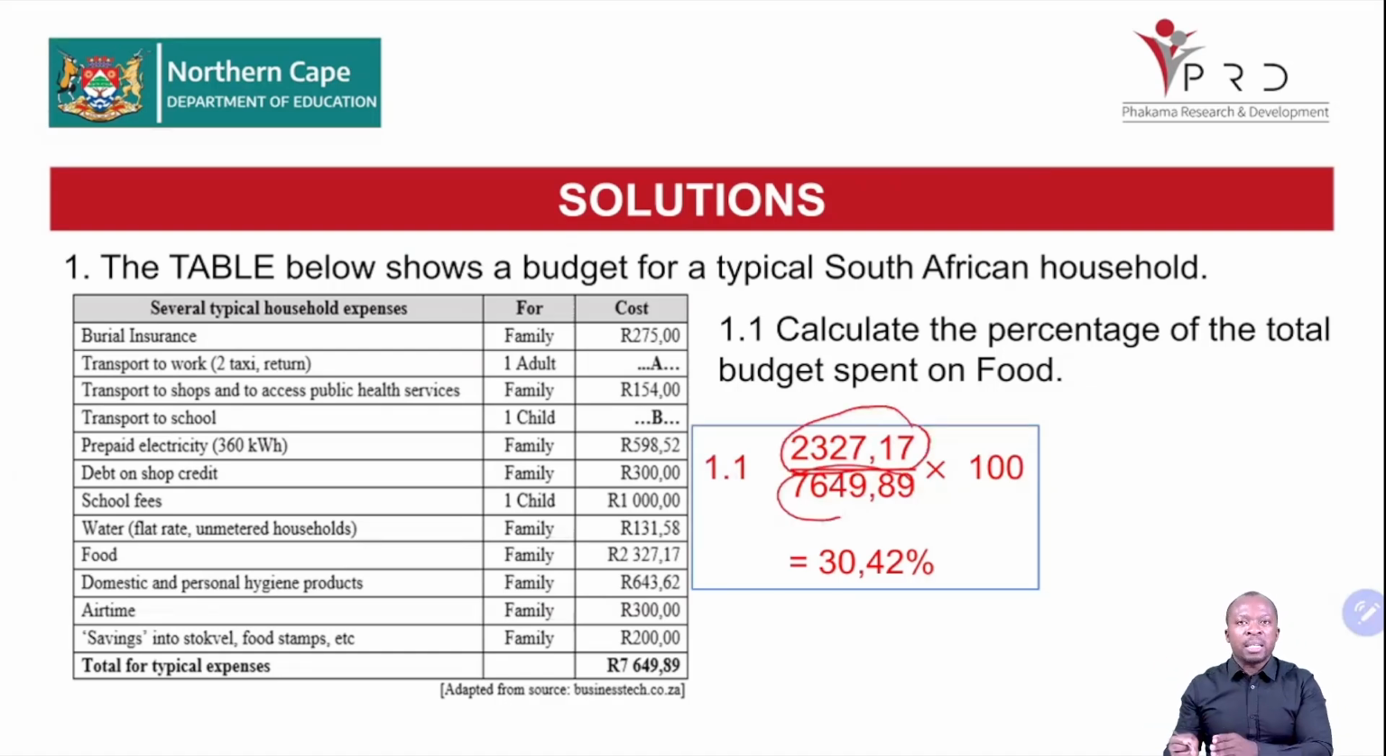Because they say percentage, always multiply by 100, not 100%. The percent is the unit. That's why you see it here. So you don't say times 100%. That will end up giving you over 100, then you get a very small answer. So our answer is 30,42.